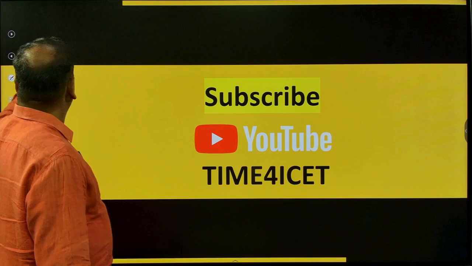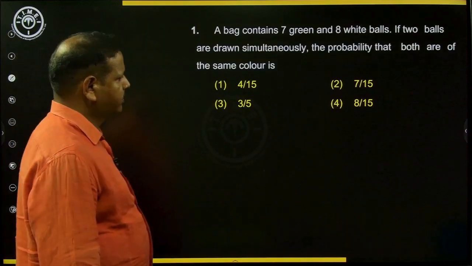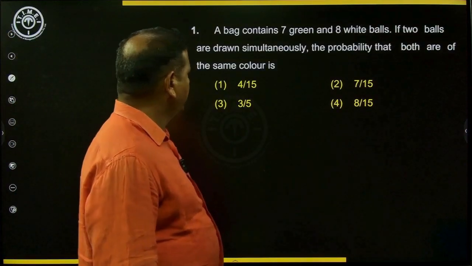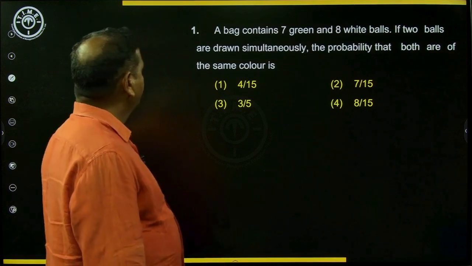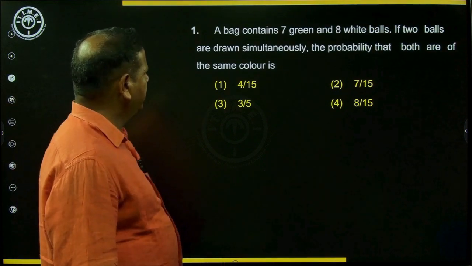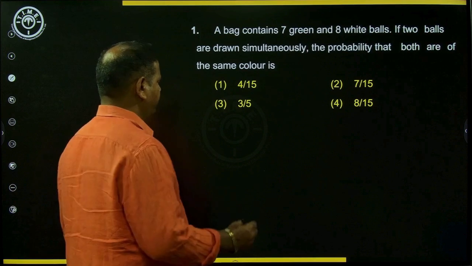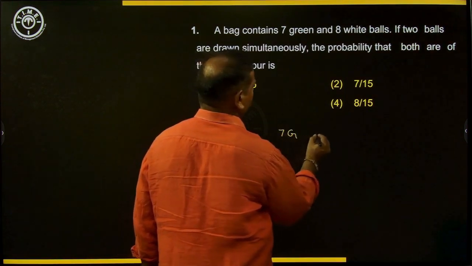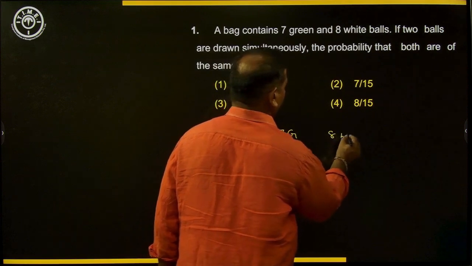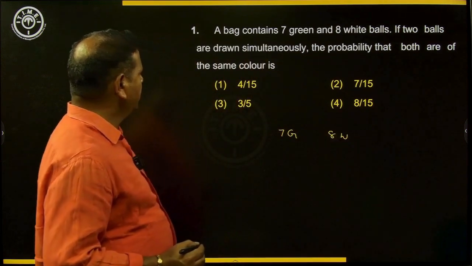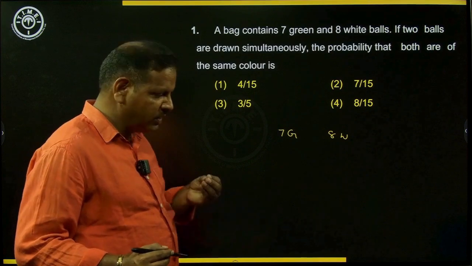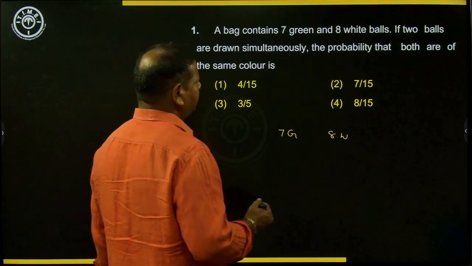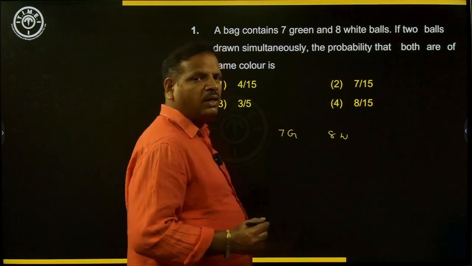So now let us discuss the questions. The first question is probability. A bag contains 7 green and 8 white balls. If 2 balls are drawn simultaneously, that is, at a time, what is the probability that both are of the same color?